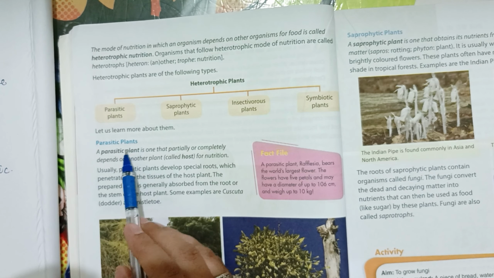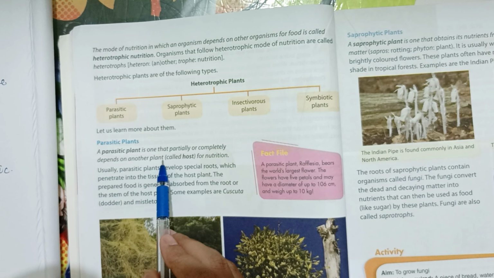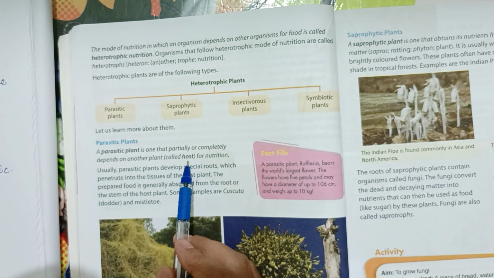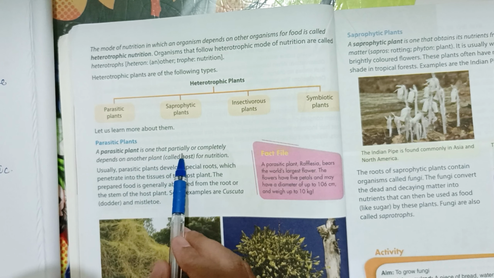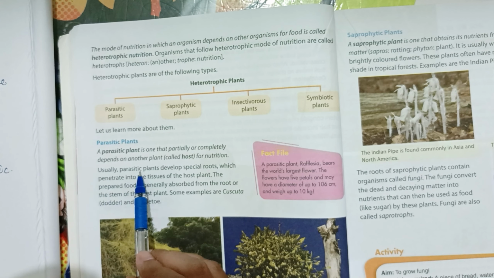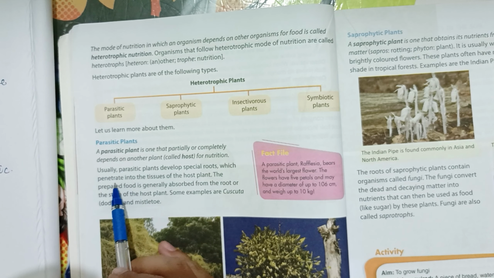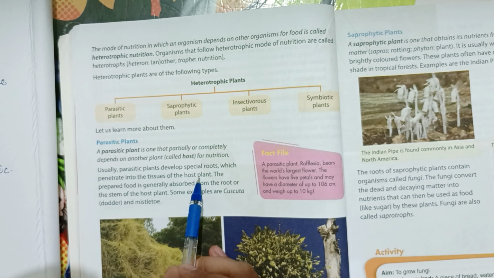The same thing here, parasitic plants. These plants are depending on another plant. So that plant is known as the host. But these plants are either partially or completely dependent. Usually parasitic plants develop special roots which penetrate into the tissues of the host plant.